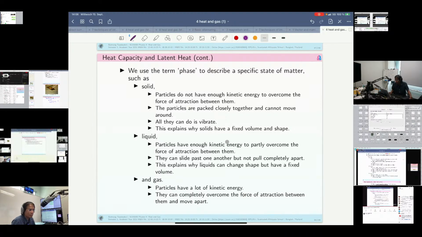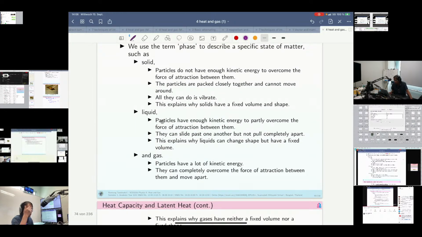In the liquid phase, particles have enough kinetic energy to partly overcome the force of attraction between them. The liquid can have any shape, depending on the holder you use. They can slide past one another, but not pull completely apart. You cannot tear the molecules of water from each other. This explains why liquids can change shape but have a fixed volume.